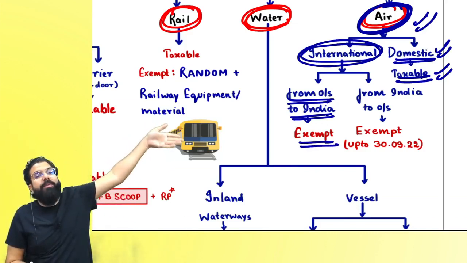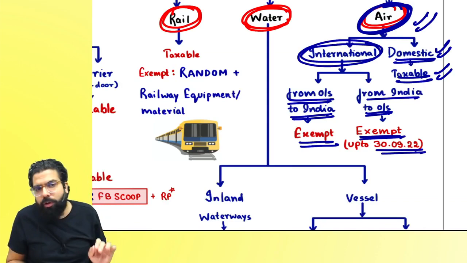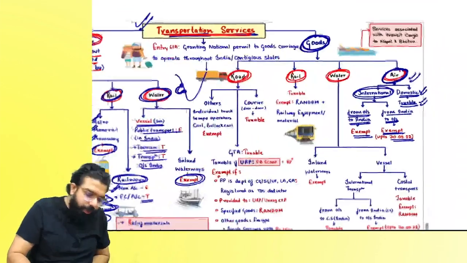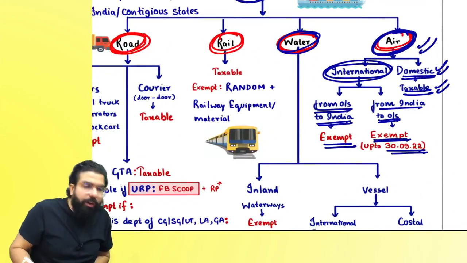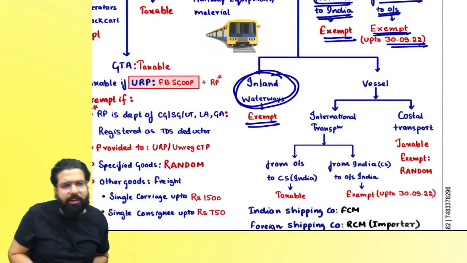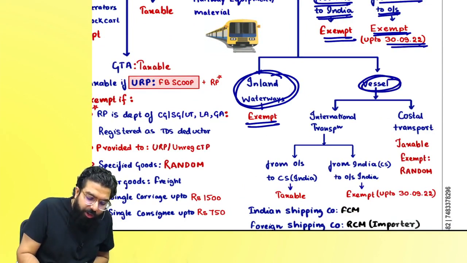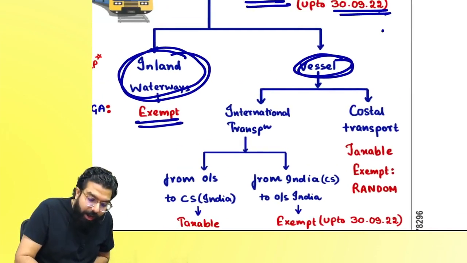From India, if air transportation of goods is happening to outside India, then it is exempted up to 30th September 2022. Then if water transportation of goods is happening, inland waterways, government is telling, use the rivers as much as you want, it will always be exempted. But vessel transportation of goods, you always have to remember.